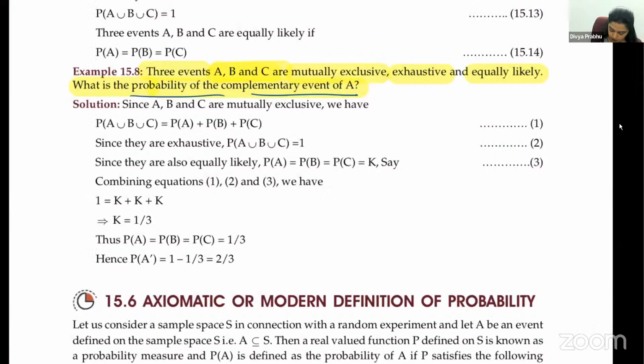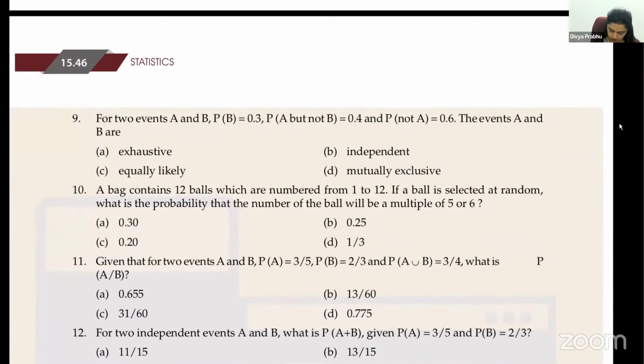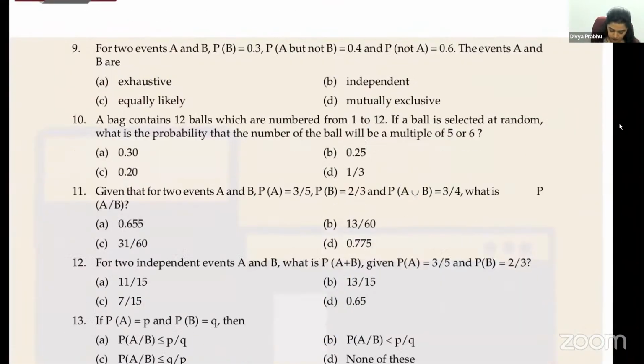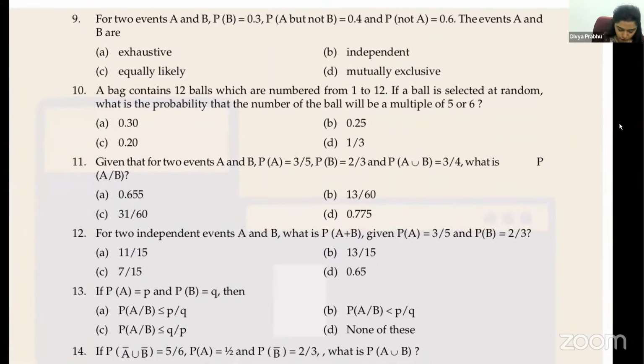Solve one question on this set B, question number 9. For two events A and B, probability of B is given, which is 0.3. Probability of A but not B is given, which is 0.4. Probability of not A is given, which is 0.6. The events A and B are options, whether they are exhaustive, whether they are independent, whether they are equally likely, whether they are mutually exclusive.